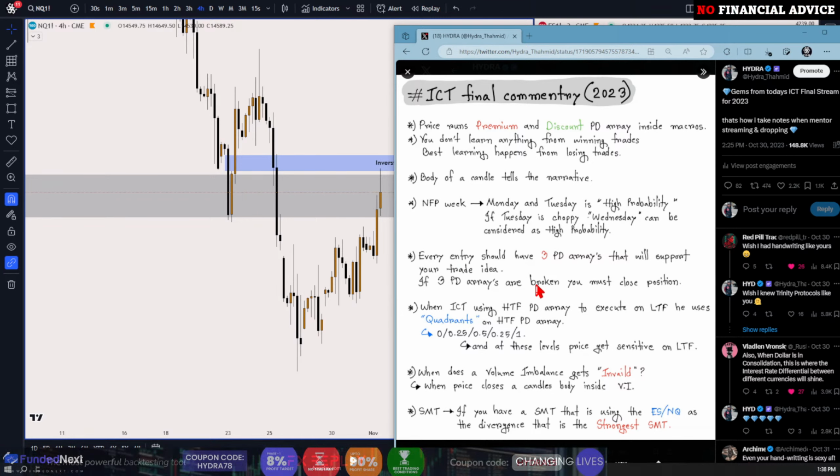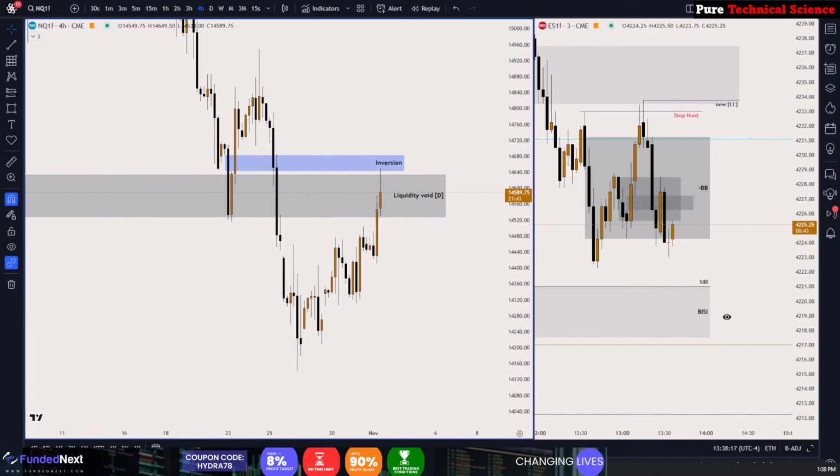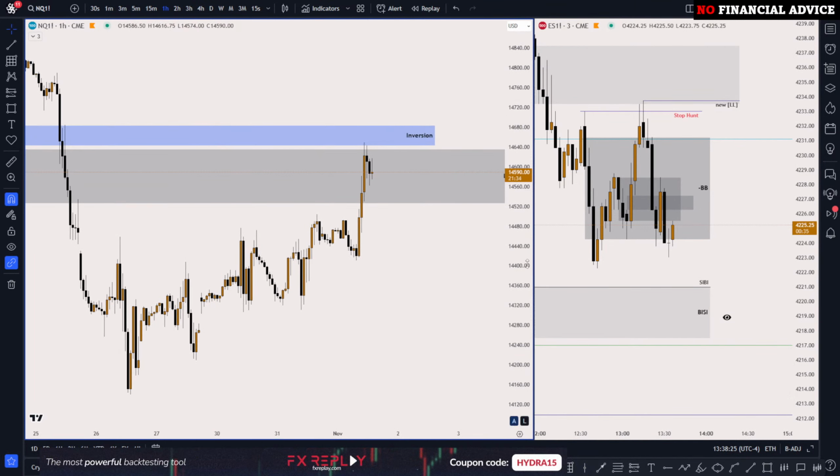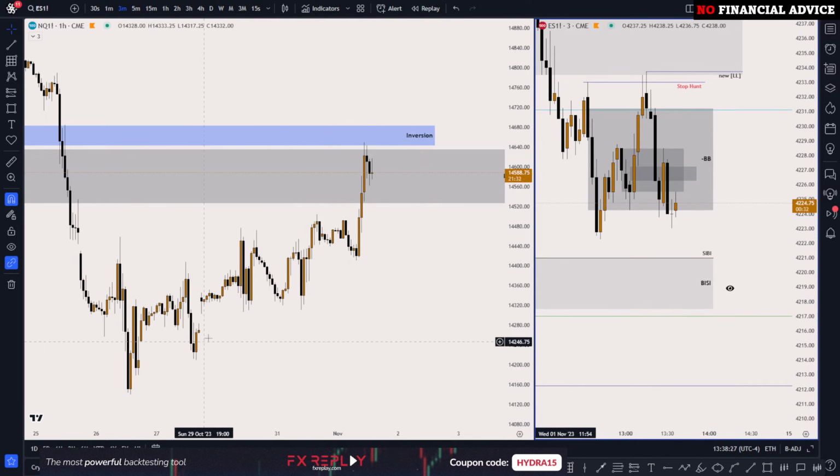If 3 PD arrays are broken, you must close your position. That means you are wrong. There's no logic in hoping and holding your trade that price will go lower. I hope you guys understand what I'm doing here. I'm building a narrative from here. So now let's go to the hourly chart. A lot of liquidity towards sell side, folks.